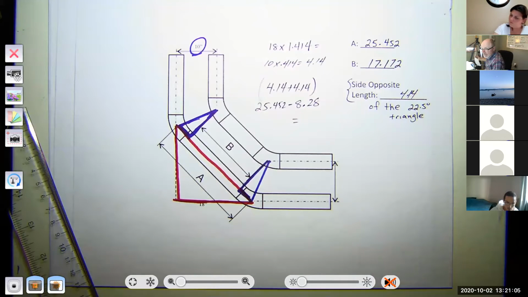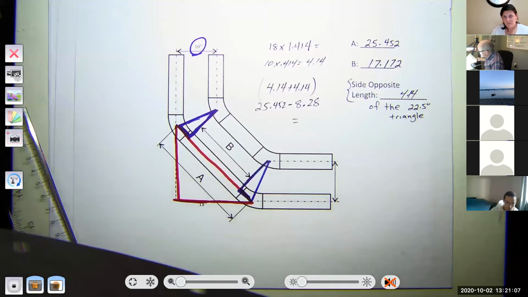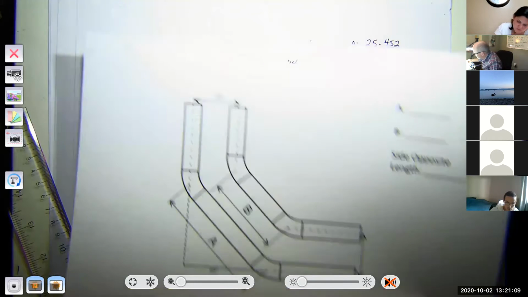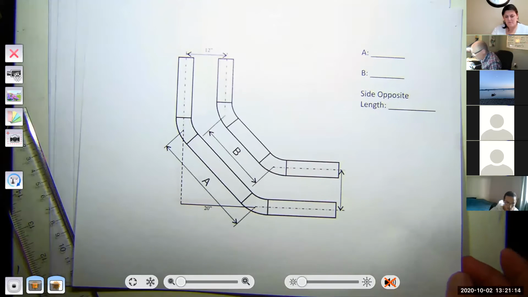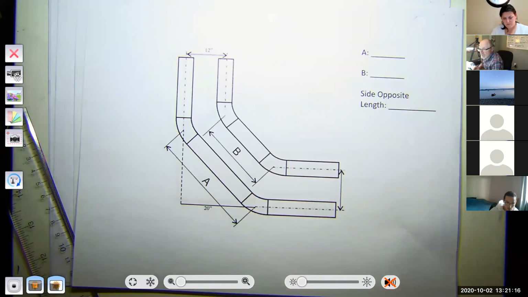And I now want you to solve for this one right here, using that same technique, that same process.